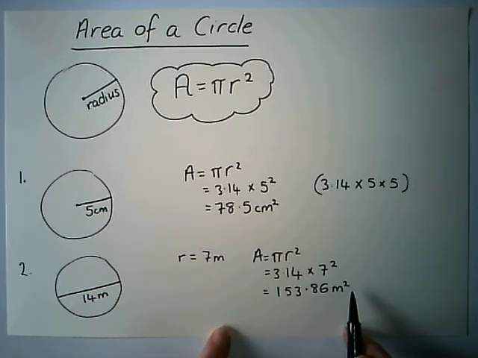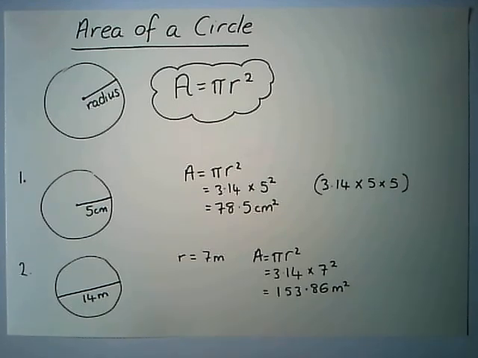Okay, so just a quick recap. To find the area of a circle, we just do 3.14 times the radius squared. And that will always give us our answer. Just make sure if you've been shown the diameter that you half it to find your radius before you start. Okay.